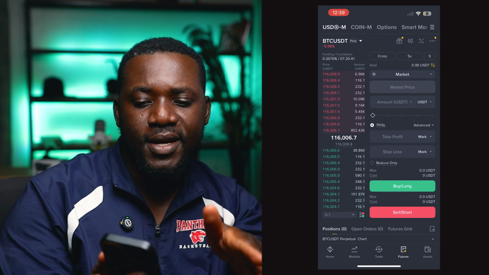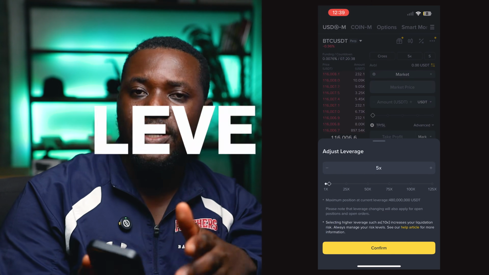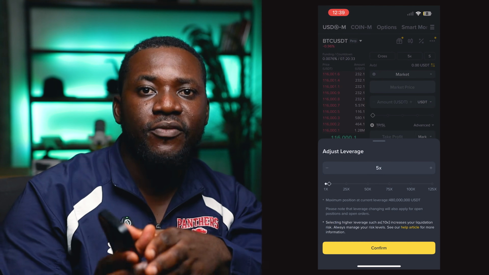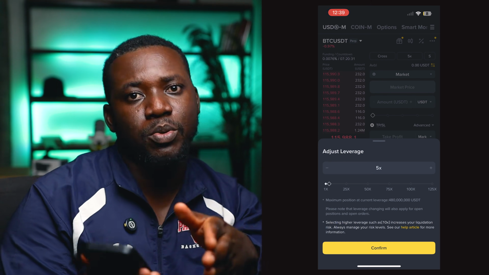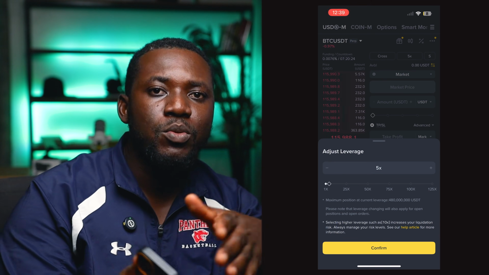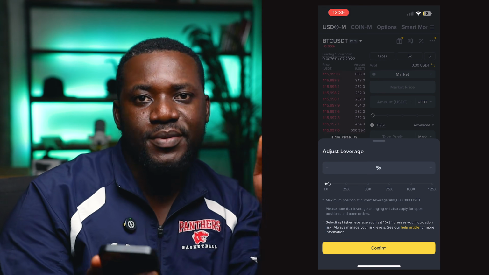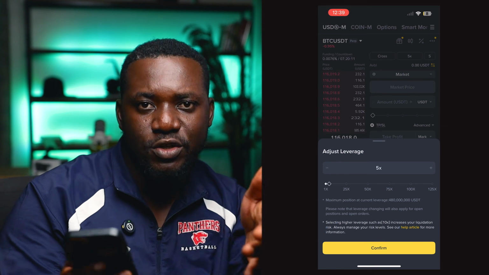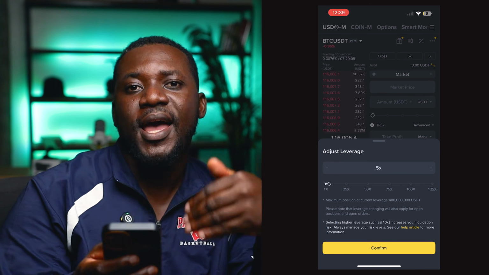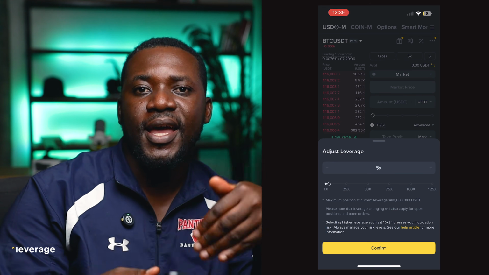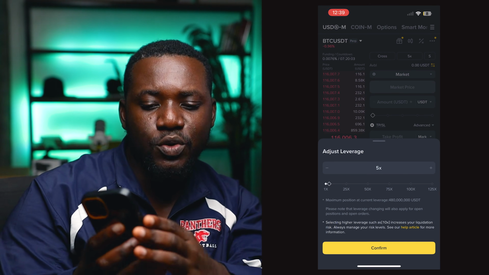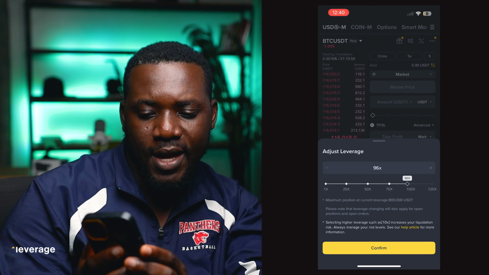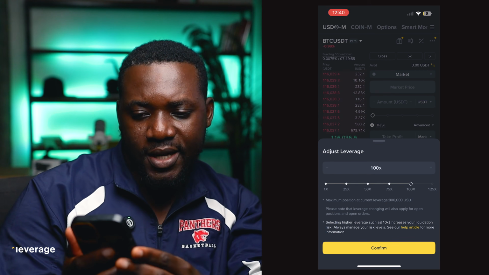Now, moving on from that, there is also something called leverage. This leverage is what makes the futures market a very attractive market for a lot of people, because with this leverage, you'll be able to multiply your capital so many times and trade the market. So for example, we just deposited $100. If we want to enter a trade with a higher margin, or we want to enter and get a lot of profit, what we can do is drag this margin all the way up to, let's say, 100, and click confirm.